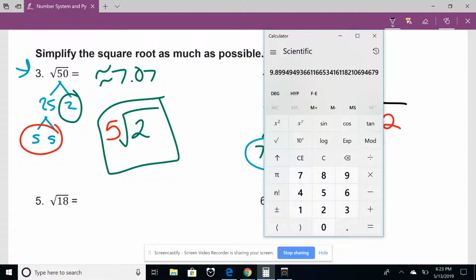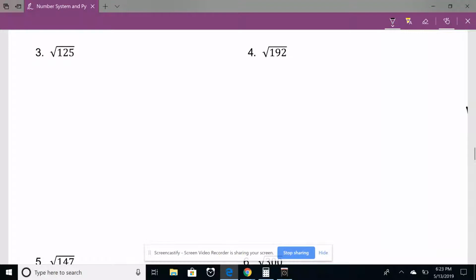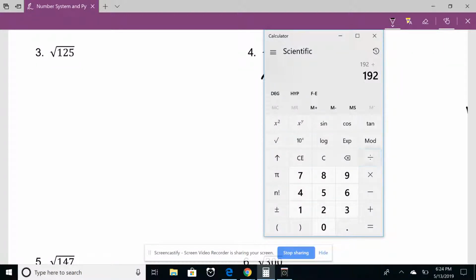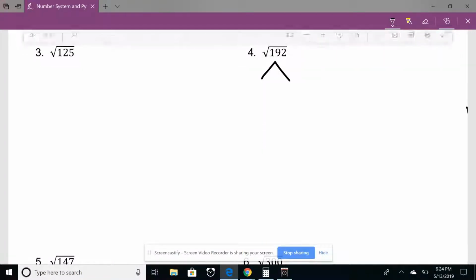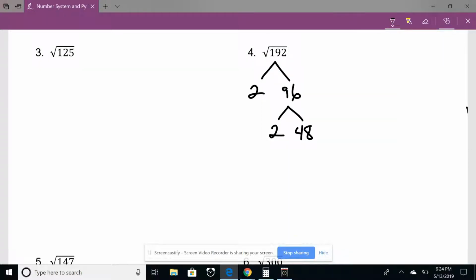All right, let's try a more difficult one. Here we go, 192. So really, we're going to break down any even number I know is divisible by 2. 192 divided by 2 is 96. Okay, so we have 96. Now we can break down the 96 to 2 and 48, I believe. All right, 96 divided by 2. Yep, 48. 48 can break down to 6 times 8.